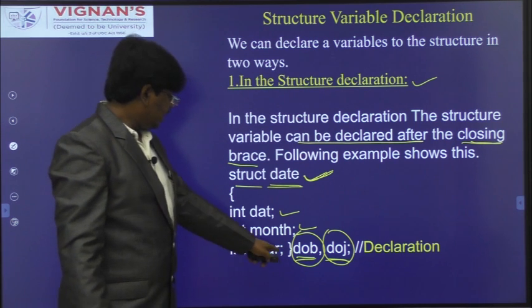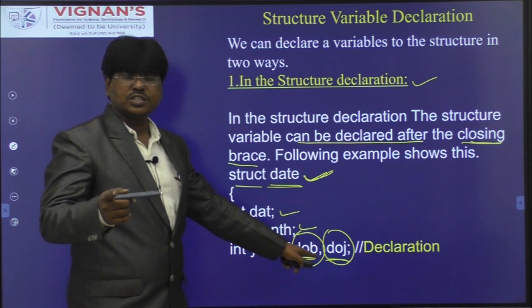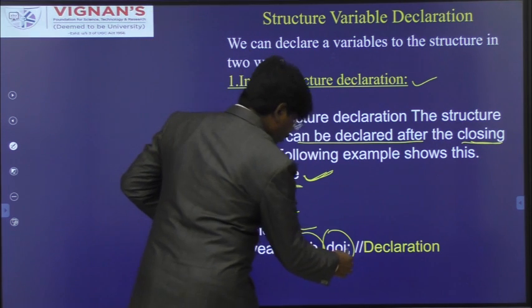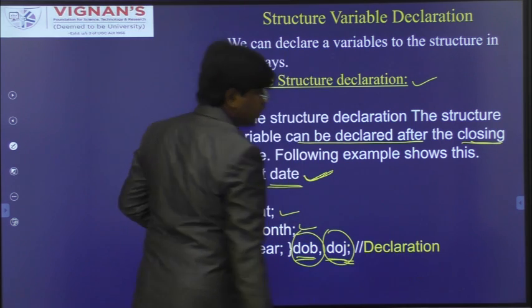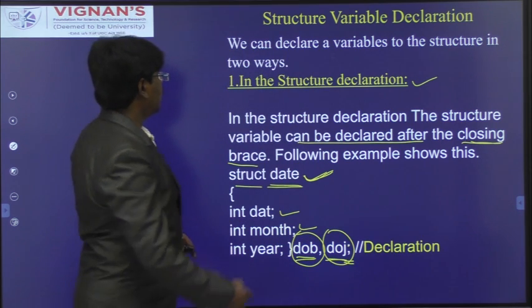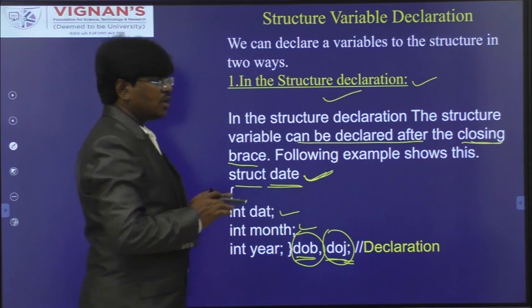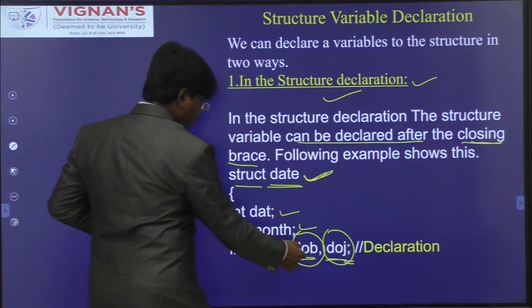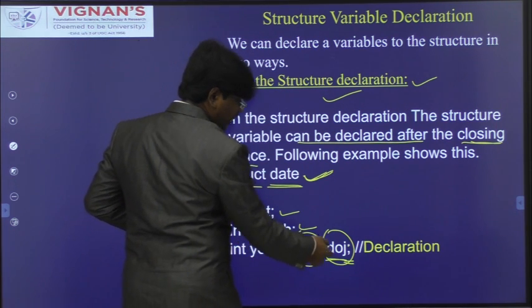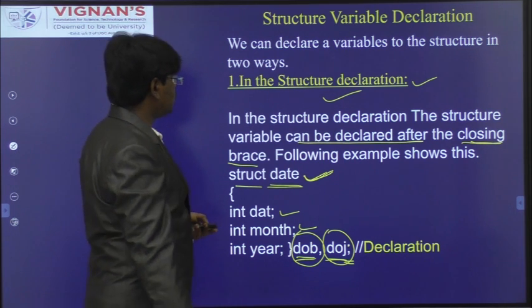So here, at the end of the brace, you can declare structure variables. Whenever your structure variables are declared, you have to end with a semicolon. It is also compulsory. So this is the declaration of structure variables using the structure declaration. We are declaring the variables at the end of the structure. This is one way. Here the variables are DOB and DOJ. DOB is date of birth, DOJ is date of joining. So this is the first way.